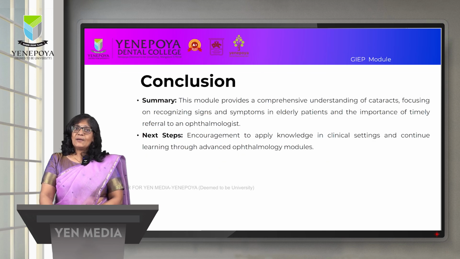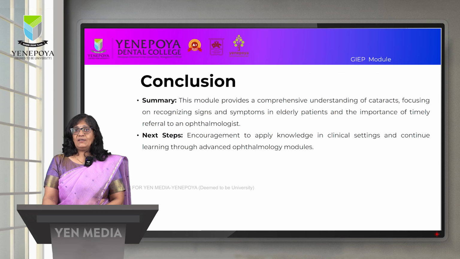To summarize, over the last few minutes in this module, we have just tried to give you a comprehensive understanding of cataract. We focused on signs and symptoms in elderly patients, the importance of timely referral and communication when we are referring a case or diagnosing a case having cataract or diminution of vision. And what I would encourage you to do now is, you're aware how to diagnose cataract. I would be happy if you apply your knowledge in a clinical setting and continue this learning in geriatric ophthalmology through further modules which we will be putting up.